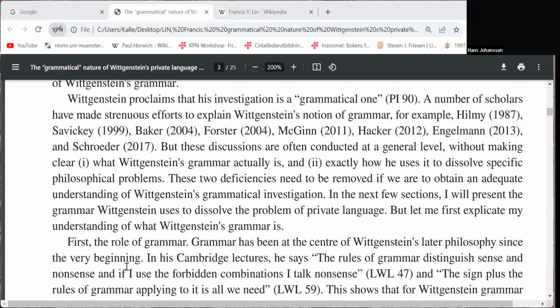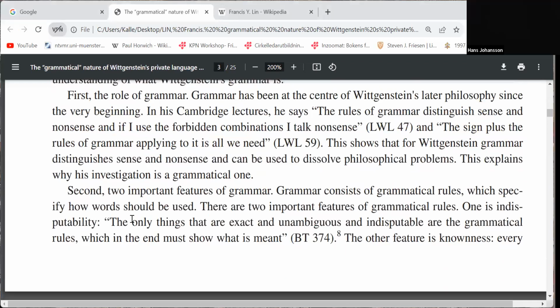In the next few sections, I will present the grammar Wittgenstein uses to dissolve the problem of private language. But let me first explicate my understanding of what Wittgenstein's grammar is. First, the role of grammar.